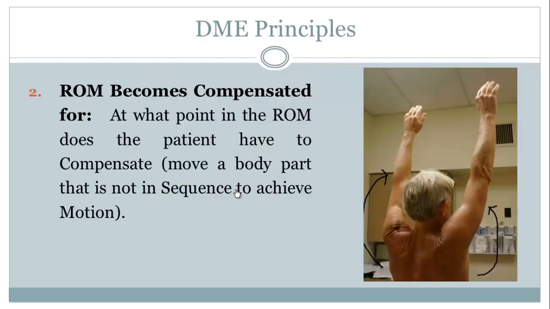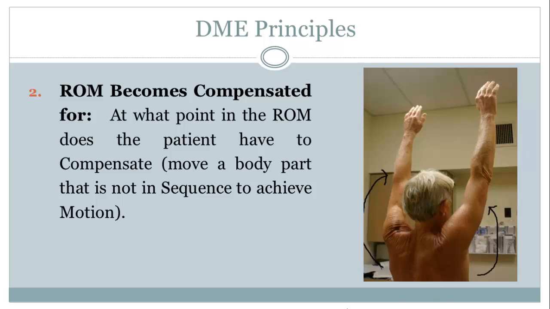The second part of the diagnostic motion evaluation principle that we're going to look at and observe is when the range of motion, at what point the range of motion becomes compensated for. And again, looking at this individual right here, his compensation is shoulder elevation and also winging of the scapula, premature motion of the scapula. And if we were doing diagnostic motion evaluation on this patient, this is an open chain motion.